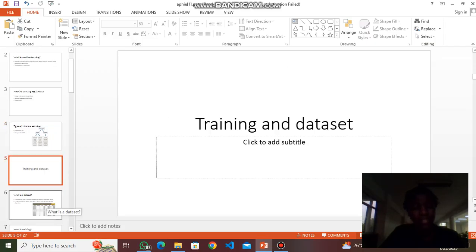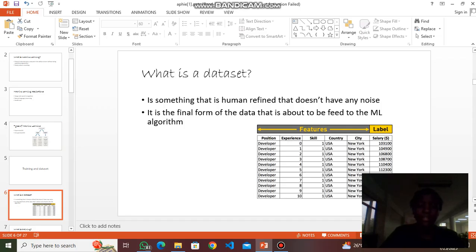Then if you go to another slide, that's the training and datasets. A dataset is simply something that is human refined, that does not have any noise. That's a dataset. It's the final form of the data that is about to be fed to the machine learning algorithm. Just like you see in this example diagram that I put here, this is a data set. It's human refined, like it was done by a human, because from the definition of machine learning, it shows that it doesn't require the machine to be programmed. But this data set is human refined, like it was programmed by someone.